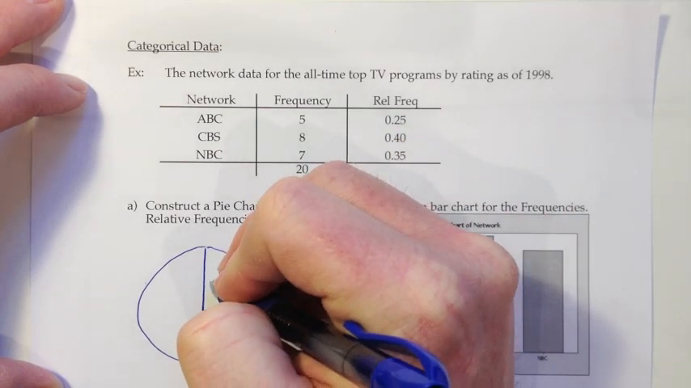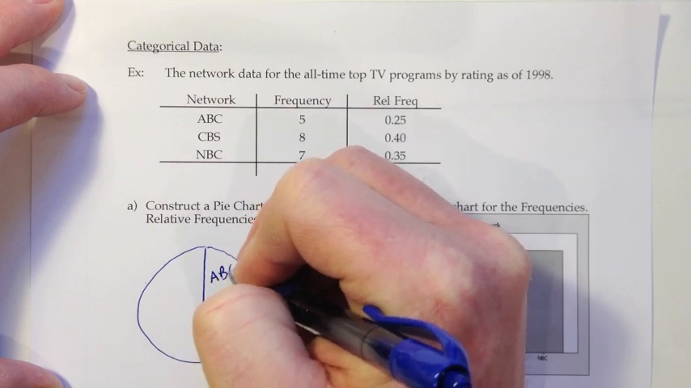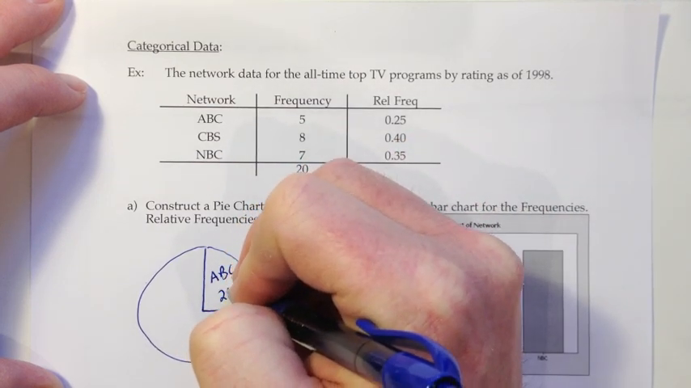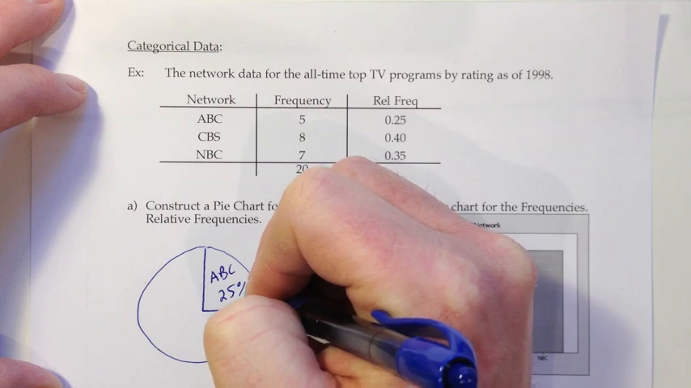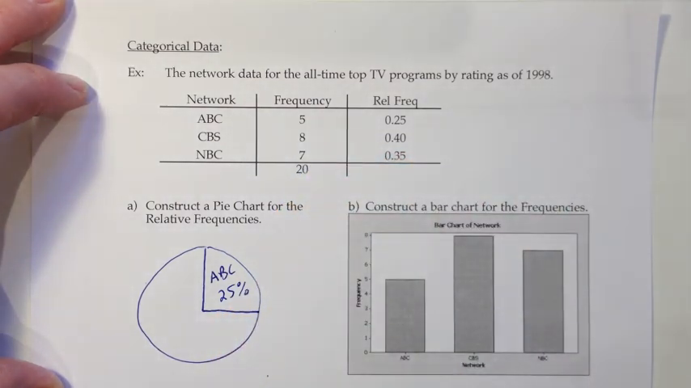I would label that as ABC, and then I would put the 25% in there. Even though it does say to do it for the relative frequencies, it's more common on pie charts to label them as percentages than in decimal form.